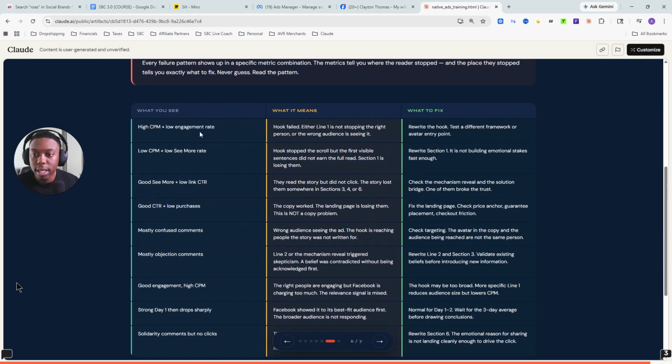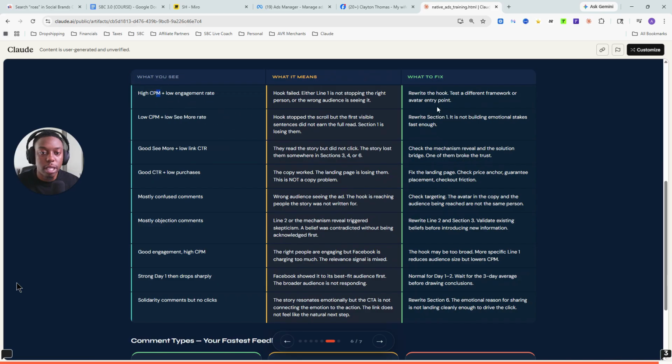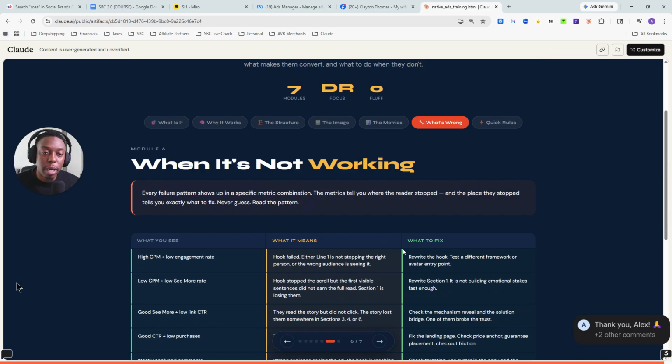So you can go through this what's-wrong section here. If you're ever lost or confused, go back to this. If you see high CPMs and a low engagement rate, that means your hook failed. Low CPMs and a low see more data rate, which we'll talk about, means your hook stopped the scroll, but it wasn't compelling enough to get people to actually go through. So there's an entire breakdown here. You can read it and go through the what to fix section. You can also look at the type of comments you're getting, and that can help determine what people are saying about your ad as well.